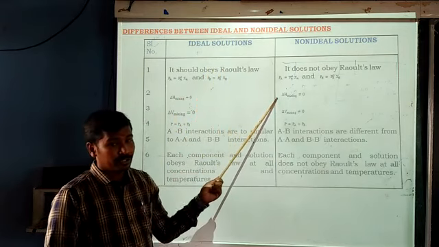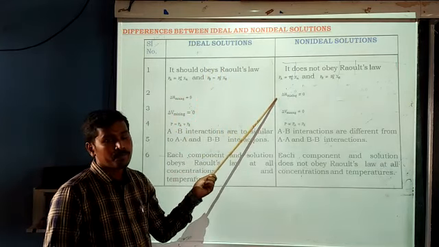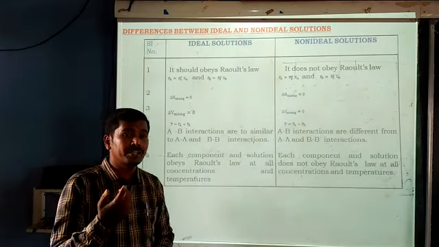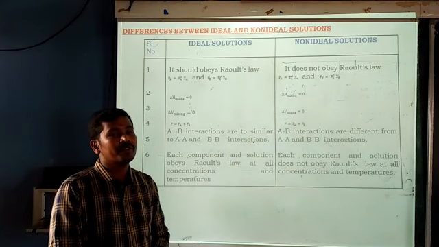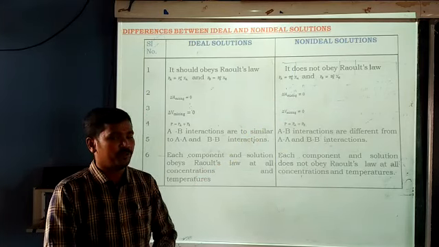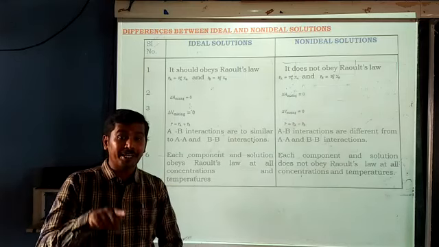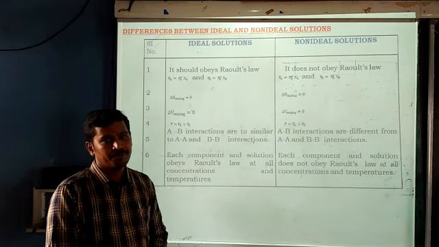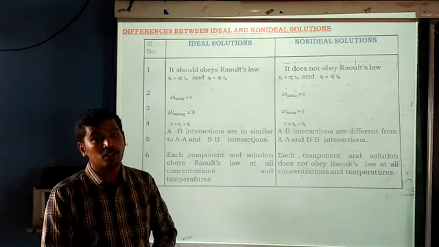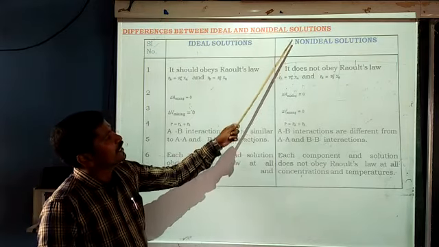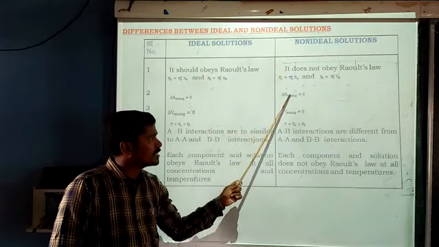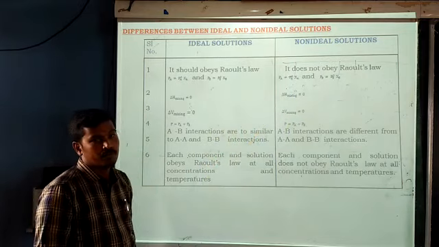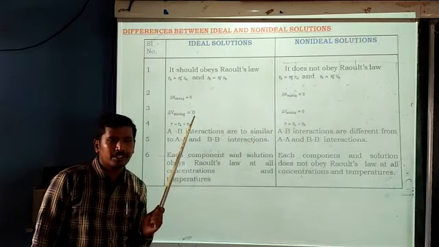But in case of non-ideal solutions, those showing a positive deviation have a higher value of delta H, so it is an endothermic reaction. It is not equal to 0. In case of solutions showing a negative deviation, delta H is less than 0, it is negative, so it is an exothermic reaction. Then also it is not equal to 0. So for non-ideal solutions, delta H mixing is not equal to 0. You should write the expressions for this. And for ideal solutions, delta V mixing is equal to 0.